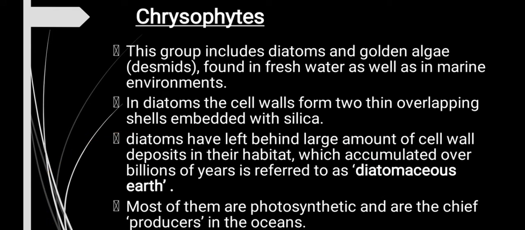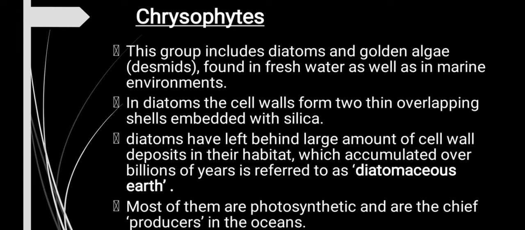Now, let us learn about Chrysophytes. Chrysophytes are the photosynthetic protists. The main protists under Chrysophytes are the diatoms and golden algae. The golden algae are otherwise called desmids. So diatoms and golden algae come under Chrysophytes, and they are found in fresh water as well as in marine environments.